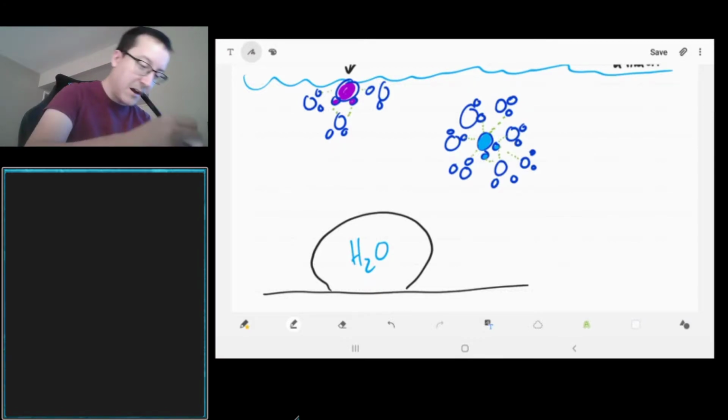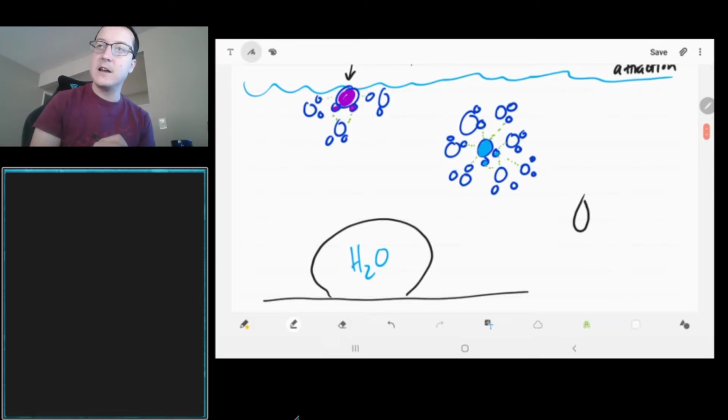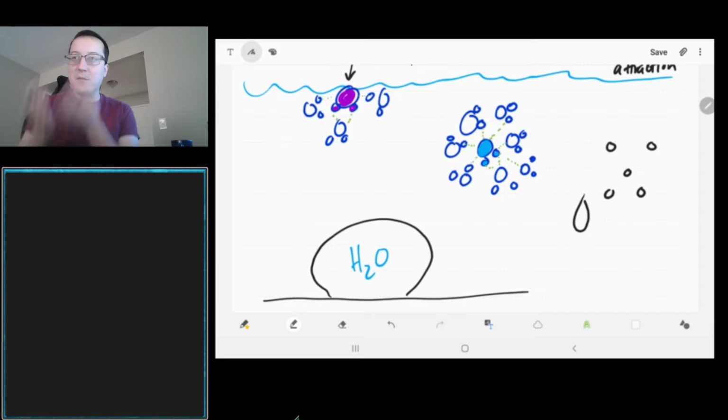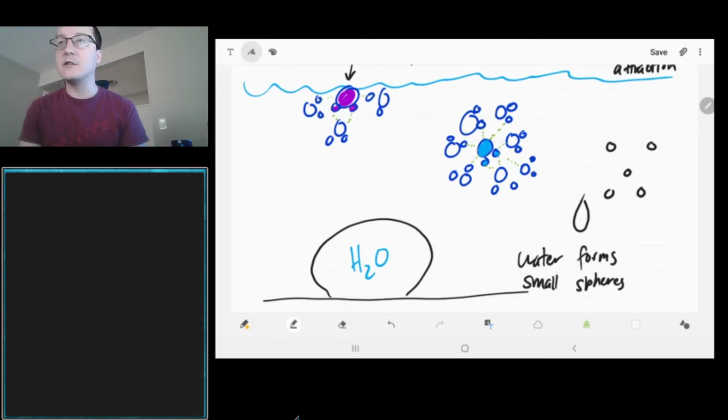Same as rain, right? We see rain as this drop shape, but really, they're actually just spheres. And it's actually just the air resistance that's pushing that tail back there. But water tends to form small spheres as a result of this surface tension.